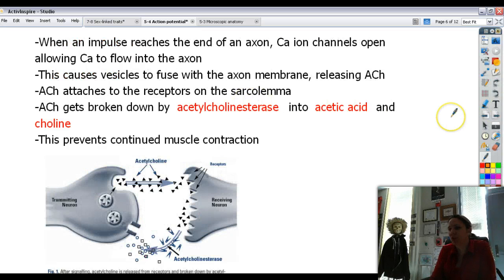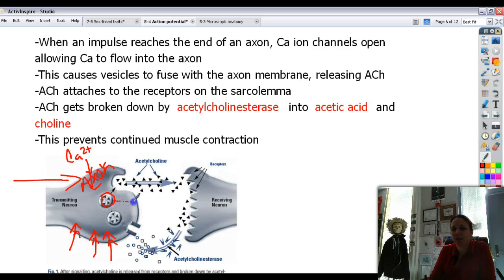When an impulse, which is the electrical signal, reaches the end of the axon, so this is an axon right here, when it reaches the end, it causes these little gates to open. There's gates all over the outside of the axon, causes them to open, and that allows calcium ions to flow in. When we get enough calcium flowing in, that causes these vesicles to migrate down to the end of the axon and then spill their guts into the synaptic cleft.